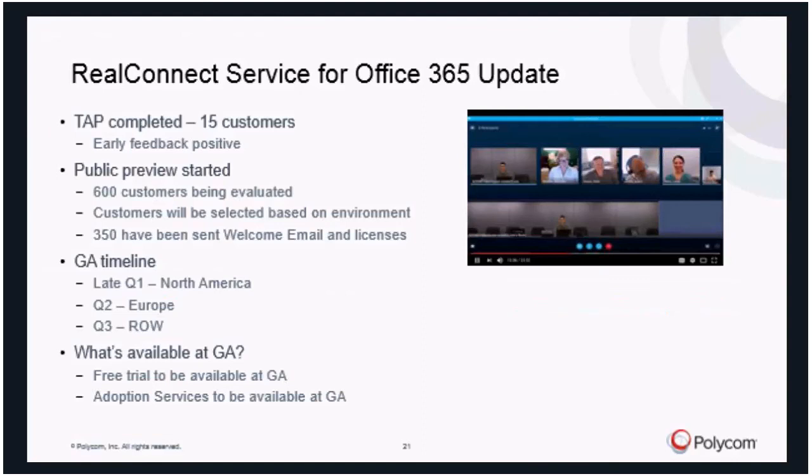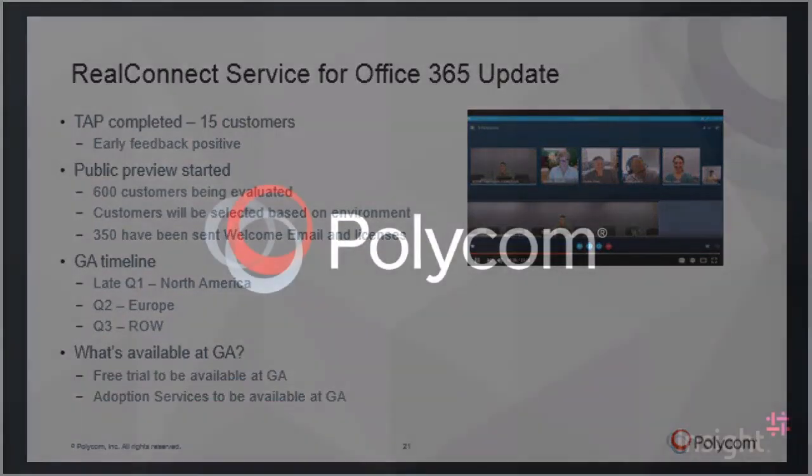A couple of other caveats to be aware of. The government cloud will be supported in Q3. But if you've got some unique situations with customers, for example, if the customer is on the Office 365 dedicated or vNext environment, a government cloud, etc., please reach out to us and we can help you determine when those particular clouds or tenants will be supported. What is going to be available at GA? The free trial licenses will be available, and we'll also have some adoption services as well.